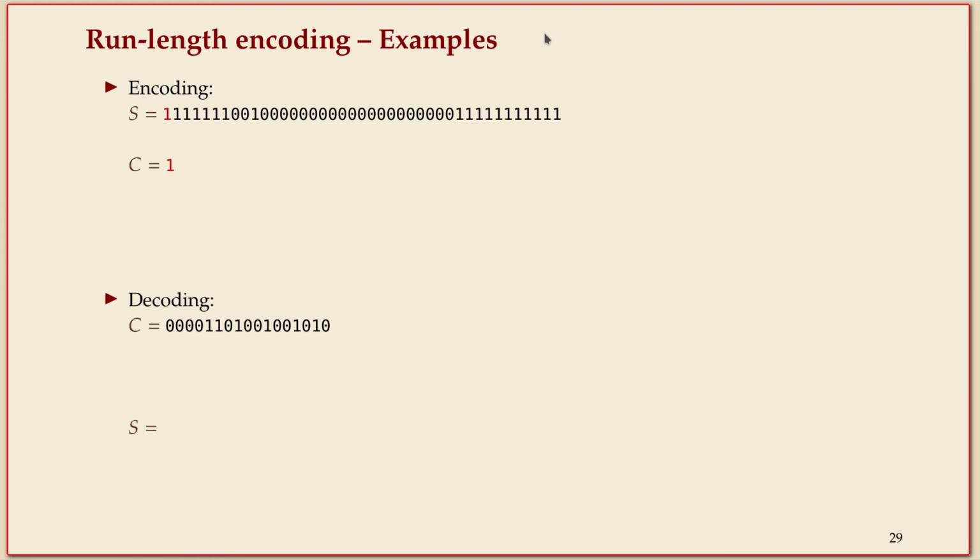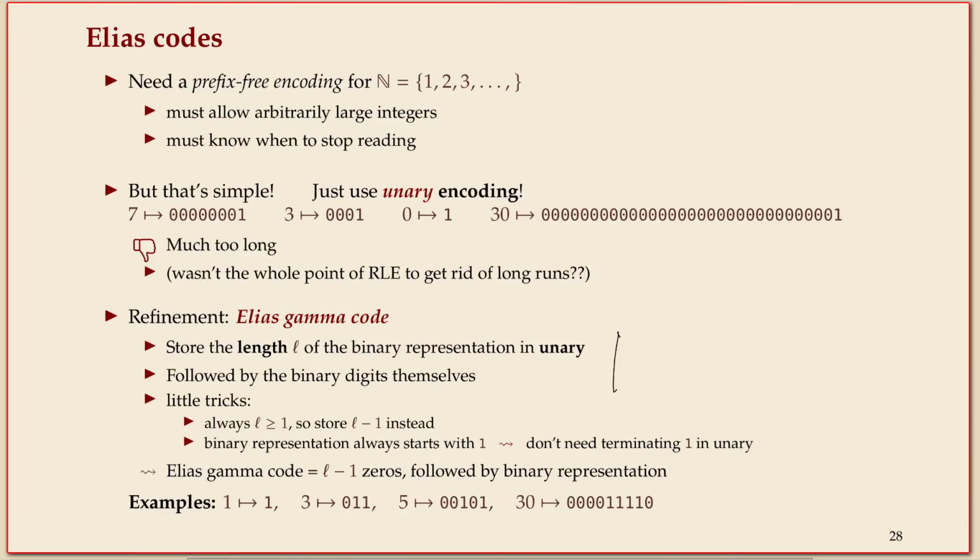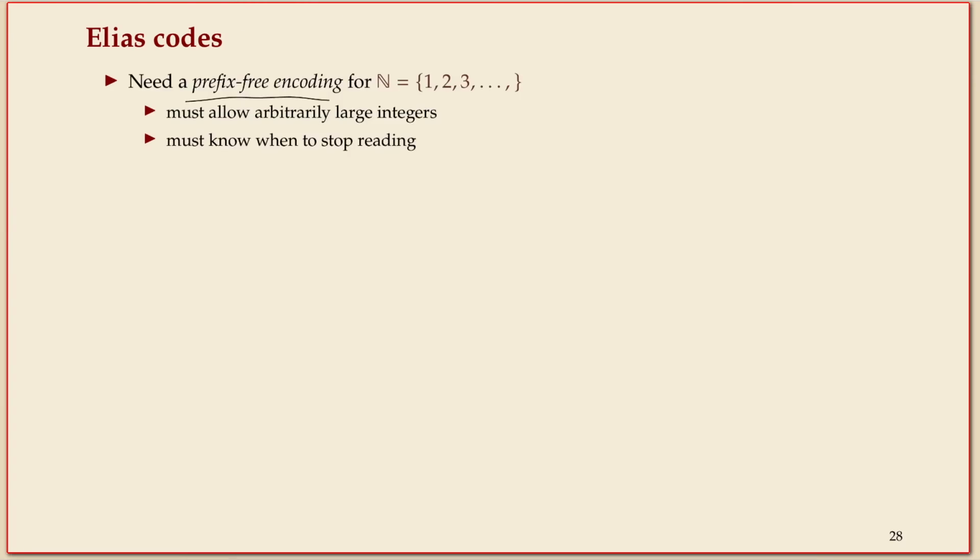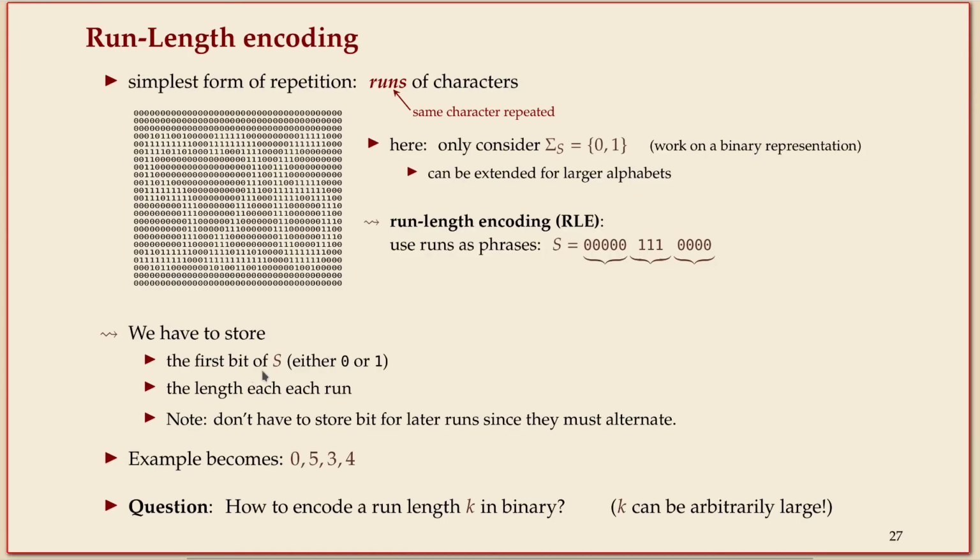You will get some more practice for this one. And here are some examples of how this is used in run length encoding. Remember, what we do in run length encoding is we store the first bit, starts with 0 or starts with 1. And then what follows is a sequence of these run lengths encoded using our new favorite toy, the Elias code.